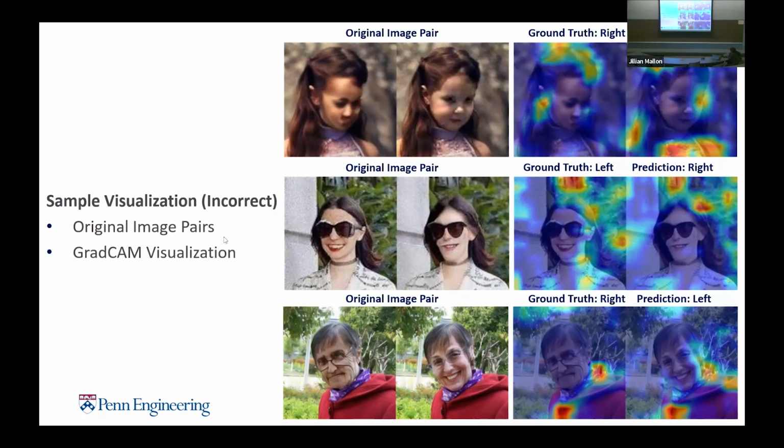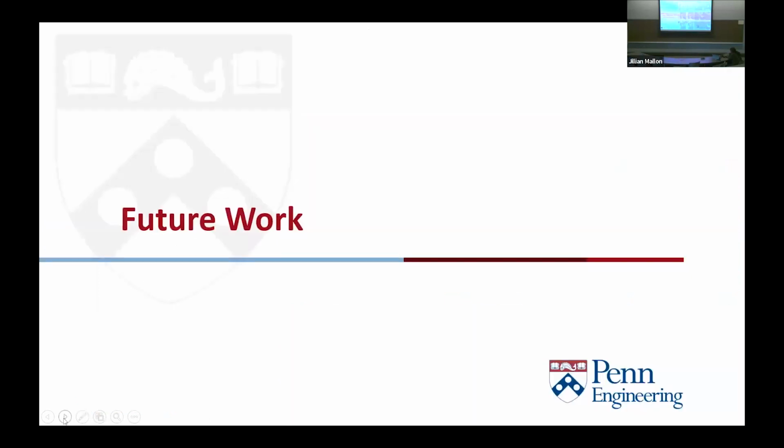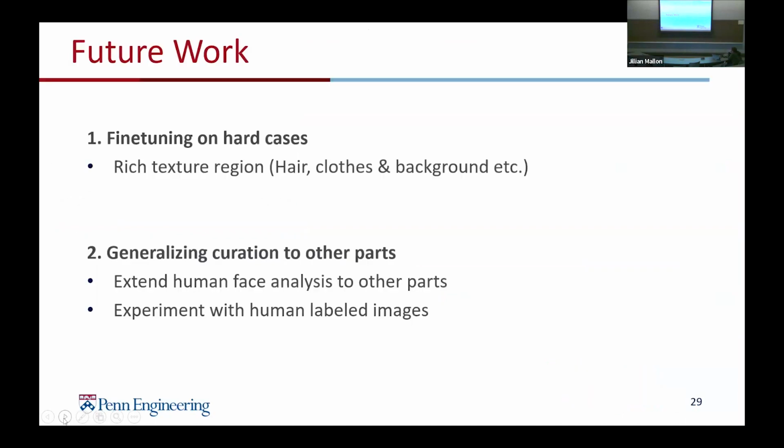That motivates us to propose future work based on the image curation task. Specifically, we think that further fine-tuning on those hard cases could be conducted in terms of image curation, such that the model has a better performance in differentiating between those rich texture regions, such as the hair, the clothes, and also the background.